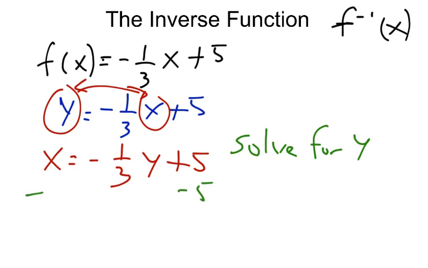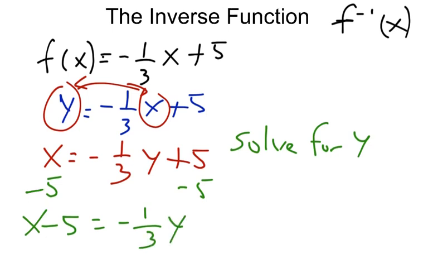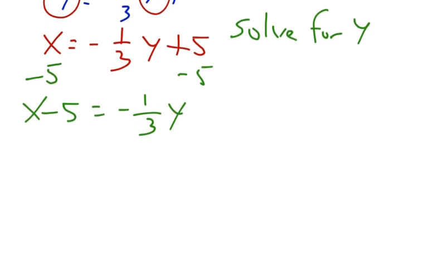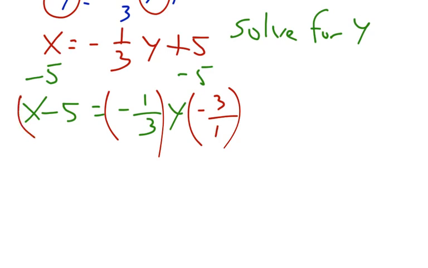Minus 5. x minus 5 equals negative 1/3 of y. Alright? Now, I have a fraction that is multiplying my variable. Because I have a fraction that is multiplying my variable, the easiest way to do this is using the reciprocal, which is basically multiplying by negative 3/1 on both sides.